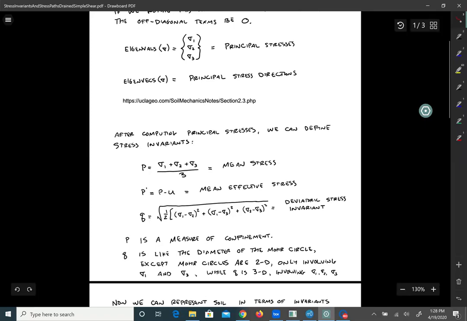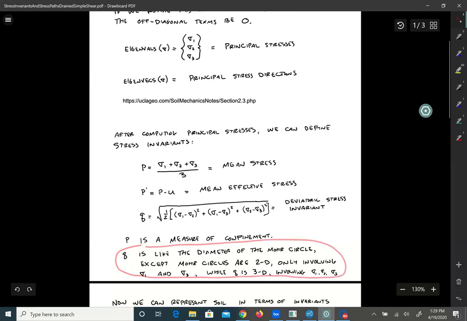And so we define the deviatoric stress invariant. And this is a really important one here. It's based on the squared differences between the principal stress components. So you take the difference between each component, square it, add them together. Then, I'm missing a bracket here, you multiply the sum of those by 1/2 and take the square root, and now you have q, which is the deviatoric stress invariant. The way that you can think about q is that it's like the diameter of the Mohr circle. So it says that right here.